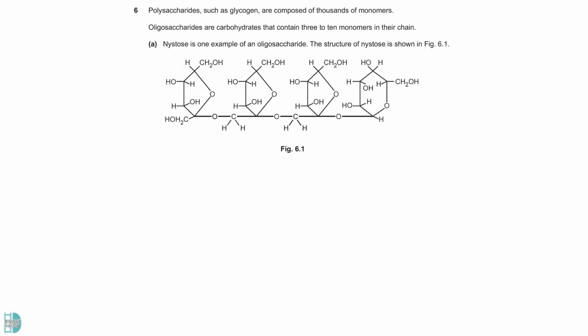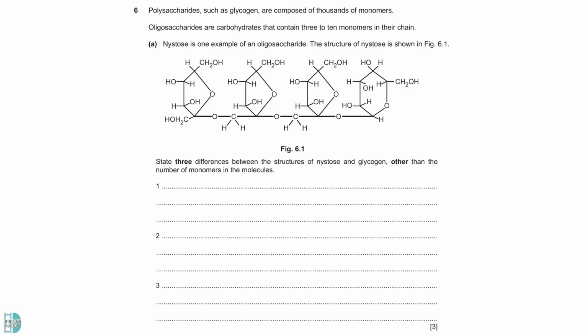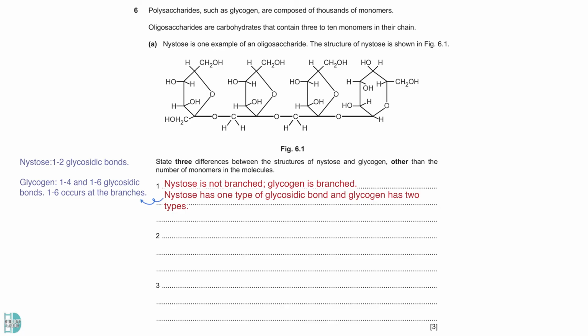6a shows an oligosaccharide called nistose. You have to state 3 differences between the structure of nistose and glycogen, other than the number of monomers in the molecules. Nistose is a linear chain with no branch. Glycogen is branched. Being a linear chain, nistose has only one type of glycosidic bond, which is 1,2 glycosidic bonds. Glycogen has 2 types of glycosidic bonds, 1,4 and 1,6. 1,6 bonds occur at the branches.